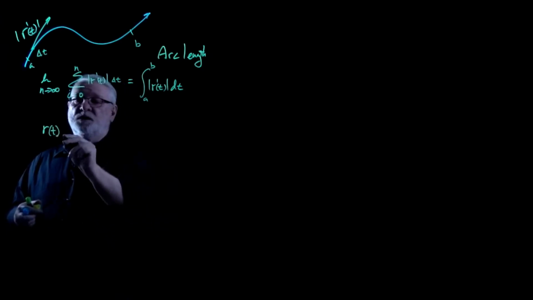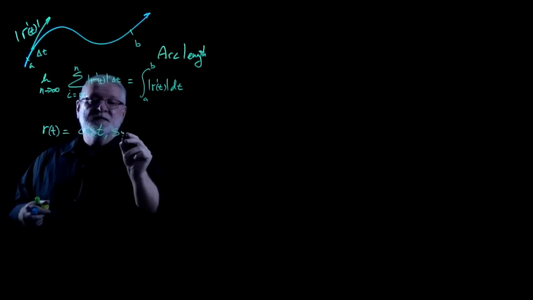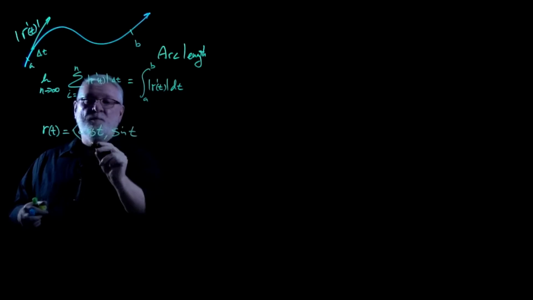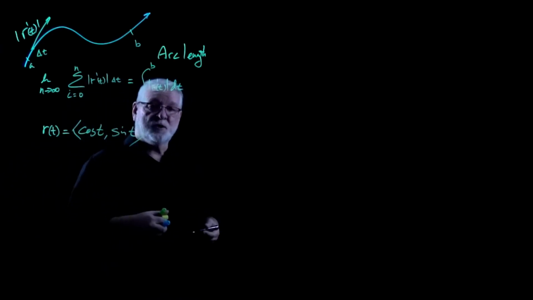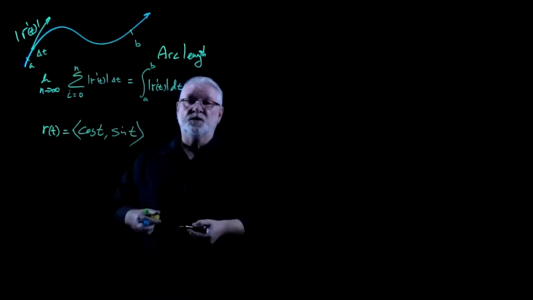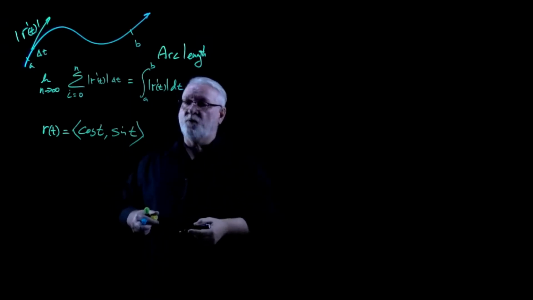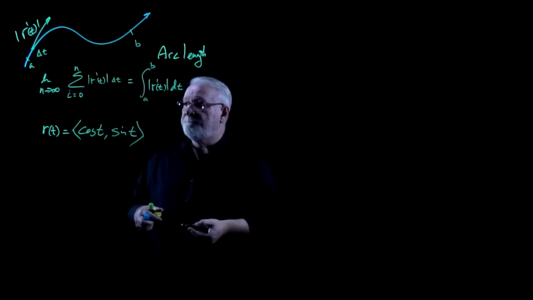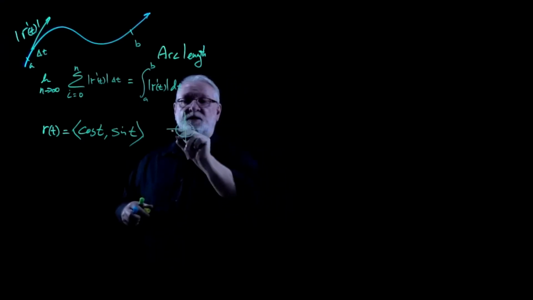Basically, we'll use the curve r(t) = <cosine t, sine t>, which we know makes a circle in the xy plane centered at the origin with a radius of 1. Of course, the length of that arc is going to be the circumference of the circle, 2 pi. Well, let's see if this arc length formula actually produces 2 pi. There's r(t), and again, it will form a graph that looks much like this.